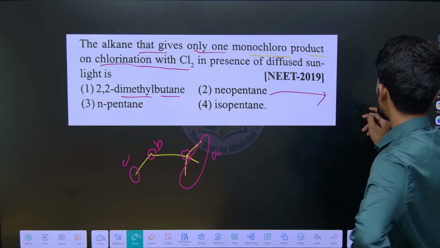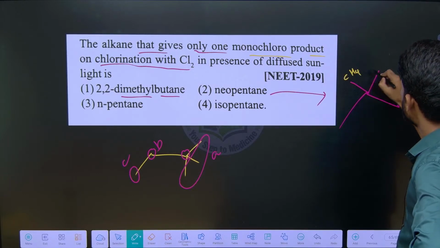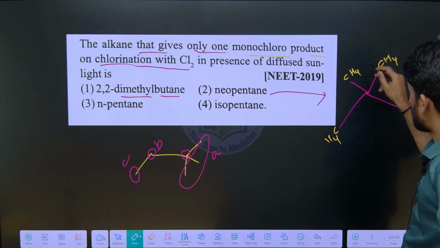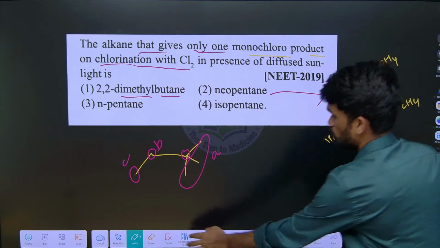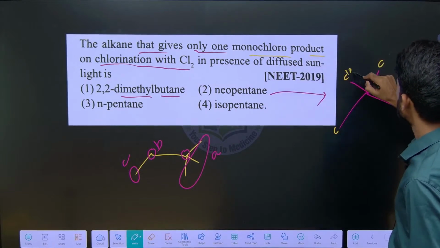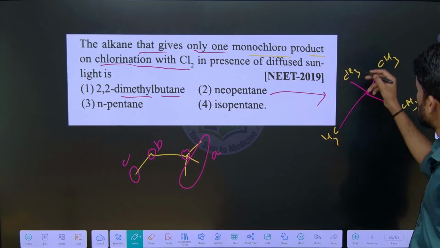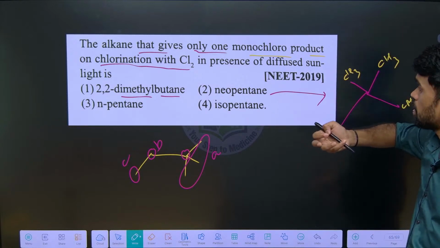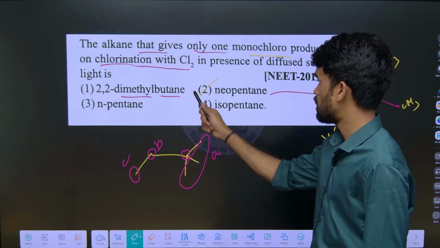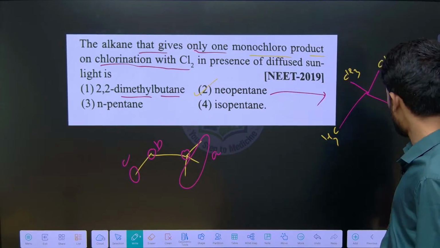Like that you need to identify. For neopentane, the structure is like this: CH3, CH3, CH3, CH3, CH3, CH3. These four methyl groups are the same. If you replace any of the hydrogens, it will give the same kind of product. So in monochlorination, only one product is possible for neopentane and not for any of the other options, because the other options will give multiple types of products. Like this you can solve.